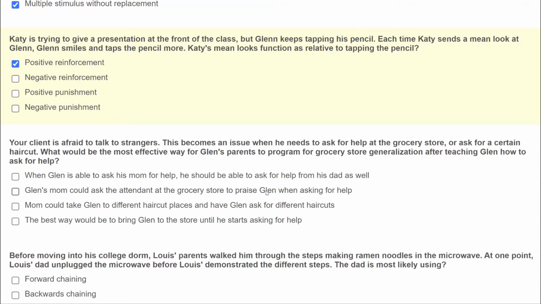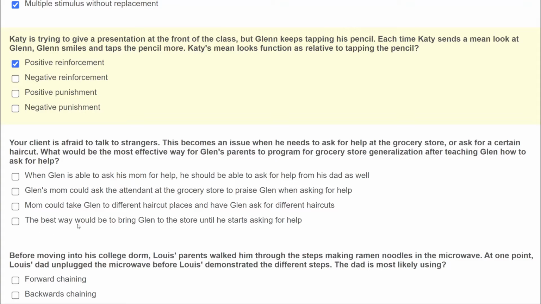What about C? Mom could take Glenn to different haircut places and have Glenn ask for different haircuts. C is the one meant to throw you off because the question does mention haircuts in the beginning, but what you're looking for is grocery store. We're not worried about haircut places right now. That's why you need to be very careful and make sure you understand what the question wants you to find, because they give you information that sometimes is just throwing you off.